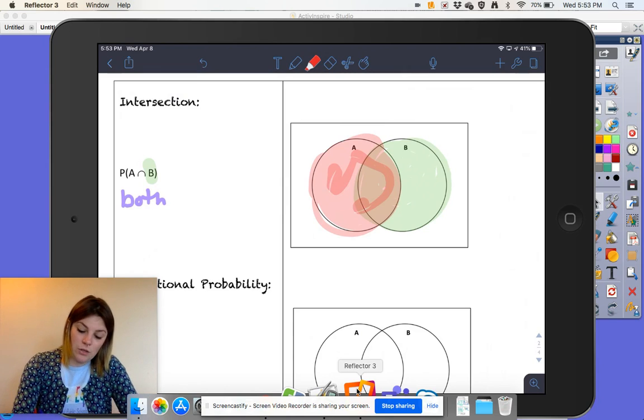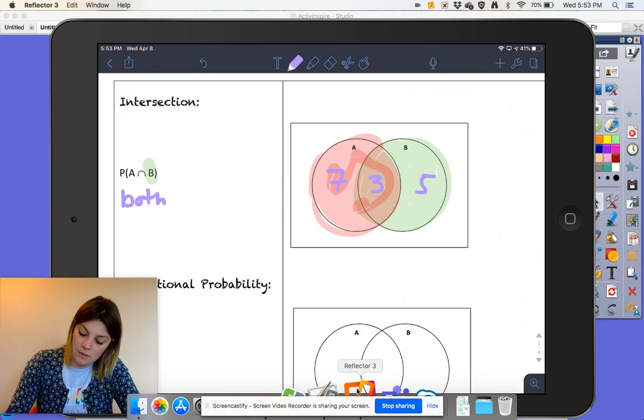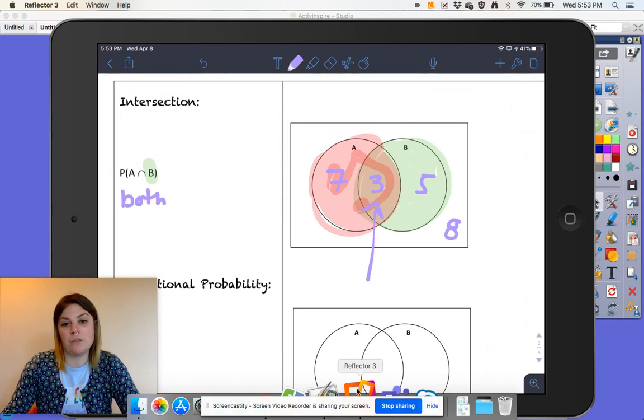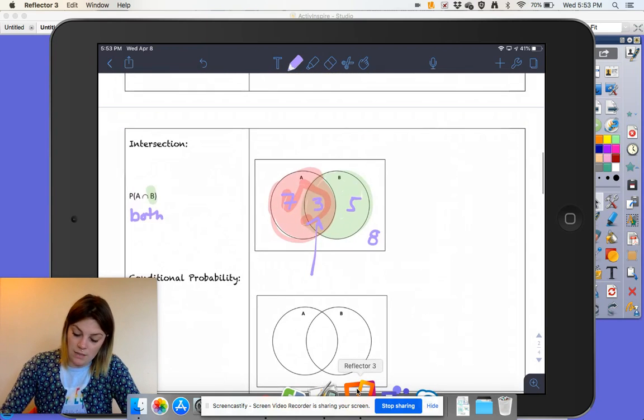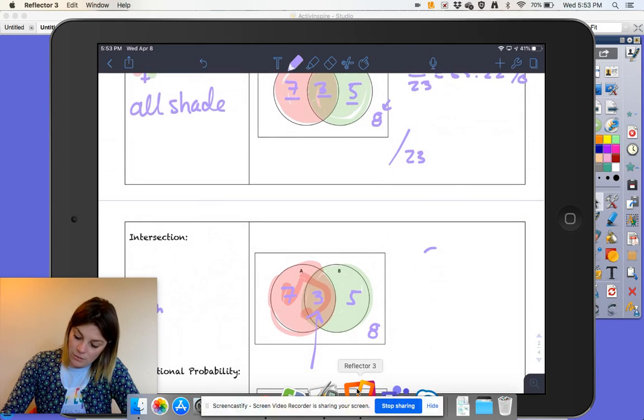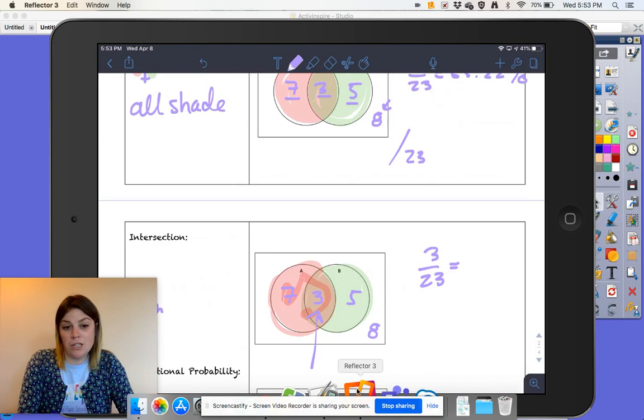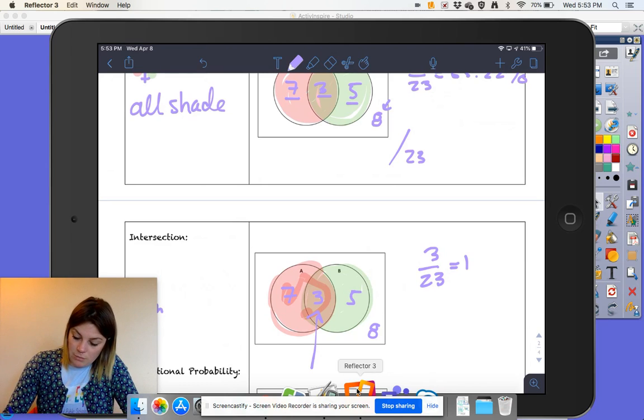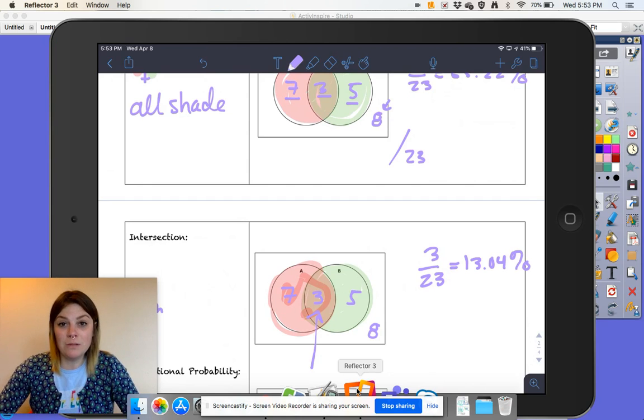All right, and so since it has to be where it's both, it is only the double shaded part. So it's only the 3. And so we get 3 out of 23. Usually the intersection is smaller than the union because it's more specific. 13.04% is the answer to that one.